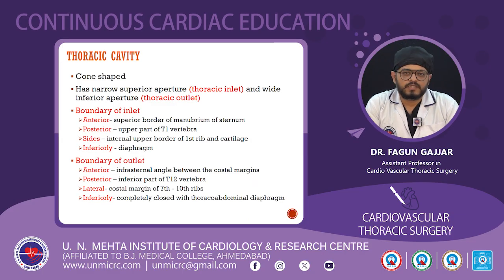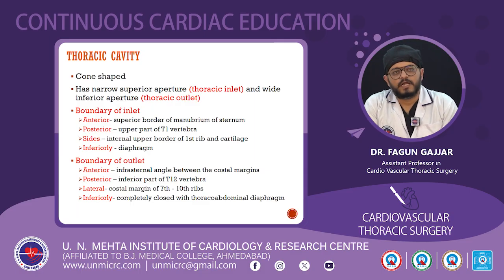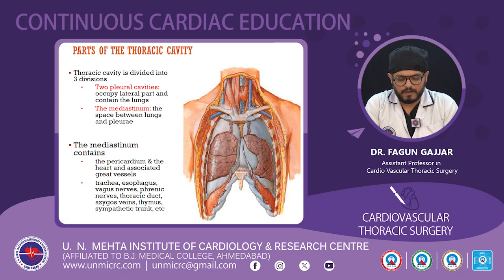Regarding the thoracic cavity, it is a cone-shaped structure. It has a narrow superior aperture, which is called the thoracic inlet, and a wide inferior aperture, which is called the thoracic outlet. Regarding the boundaries of the thoracic inlet, anteriorly it is bounded by the superior border of the manubrium, posteriorly by the upper part of the first thoracic vertebra, on the sides by the internal upper border of the first rib and the cartilage, and inferiorly by the diaphragm. The boundaries of the outlet include anteriorly the infrasternal angle between the costal margins, posteriorly the inferior part of the T12 vertebra, laterally the costal margin of 7th to 10th rib, and inferiorly it is completely closed by the thoracoabdominal diaphragm.